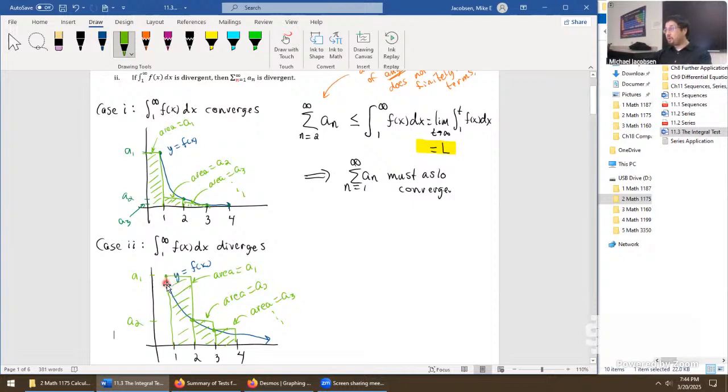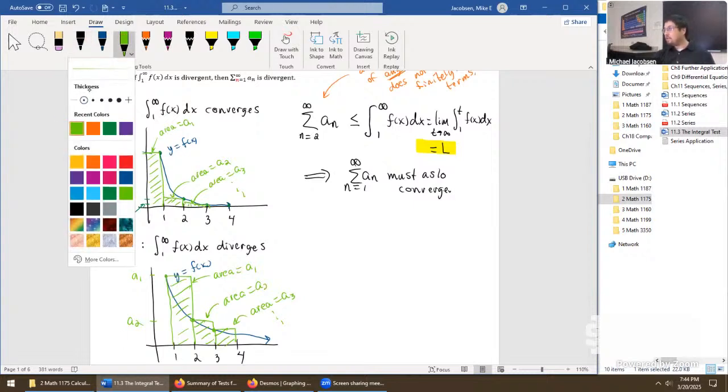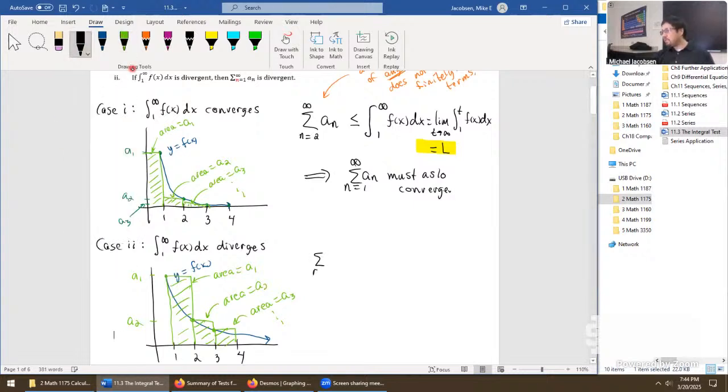But now this time, with the way we drew our rectangles, they lie specifically above the curve. We know the curve diverges as well, so we can say this. Summation, as n goes from now 1 to infinity of an, so we're looking into the total series this time. By the graphs we see here, we have an estimate going the other way. Greater than or equal to an integral from 1 to infinity of f of x dx, which is again the limit as t goes to infinity, integrate from 1 to t f of x dx.